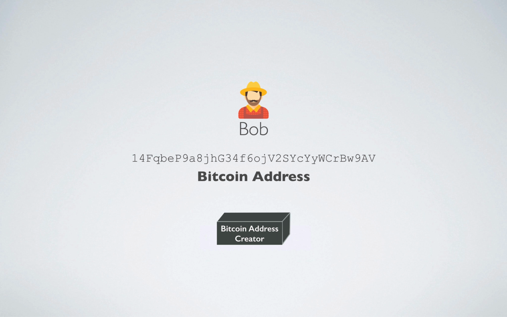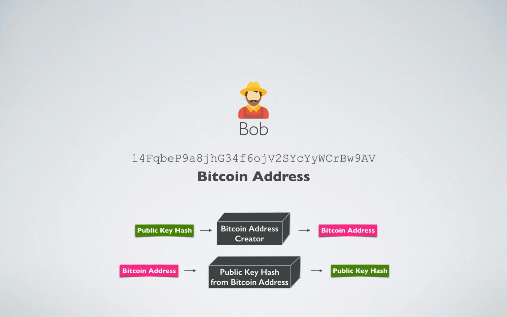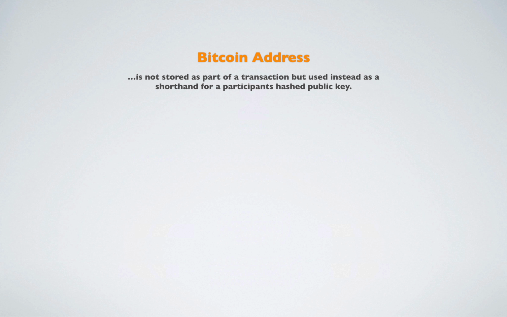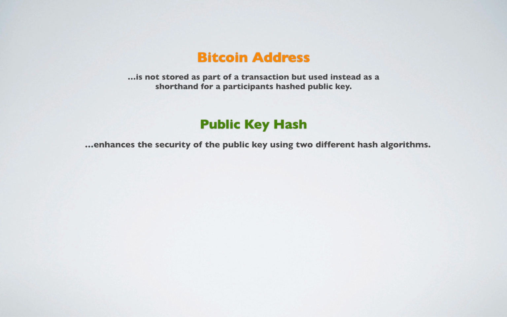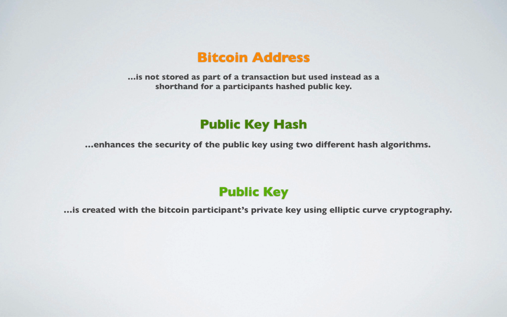For now, I'm going to add yet another black box for the functionality of creating the Bitcoin address from the hash public key and deriving the hash public key from the Bitcoin address. In review, the Bitcoin address is not stored as part of a transaction, but used instead as a shorthand for a participant's hash public key. The hash public key enhances the security of the public key using two different hash algorithms. The public key is created with the Bitcoin participant's private key using elliptic curve cryptography. And finally, the word address could be used synonymously with Bitcoin address. However, I find that confusing and therefore always say Bitcoin address instead of just address.